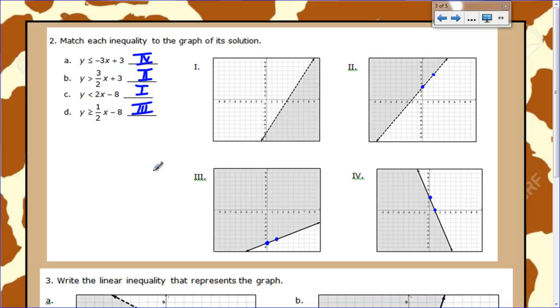So that's how we check it. The first thing I would always do is look for what kind of line it is supposed to be. Should it be dotted or solid? Where should it be shaded, up or down? And then I will worry about the rest of the graph from there.